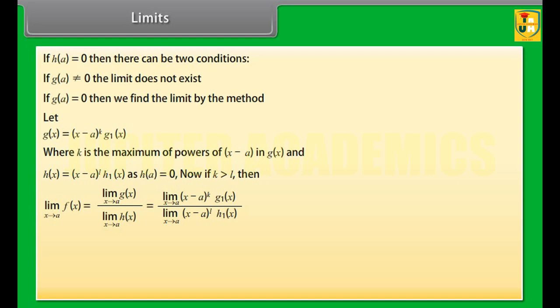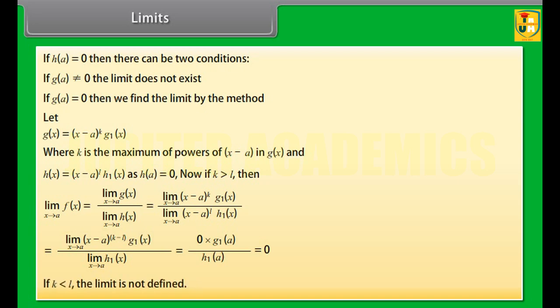is equal to limit x tends to a of (x − a)^k · g1(x) by limit x tends to a of (x − a)^l · h1(x), which is equal to limit x tends to a of (x − a)^(k − l) · g1(x) by limit x tends to a of h1(x), which is equal to 0 into g1(a) by h1(a), which is equal to 0. If k is less than l, the limit is not defined.